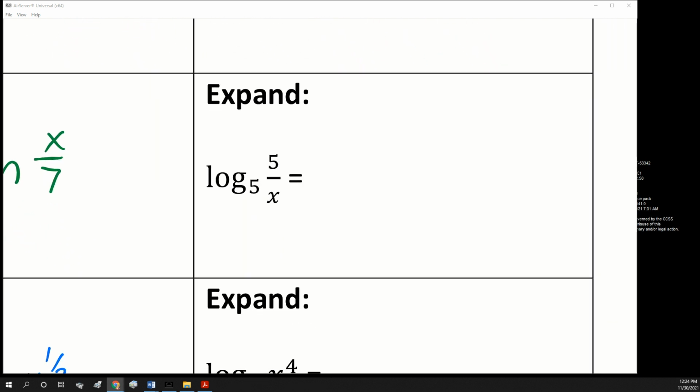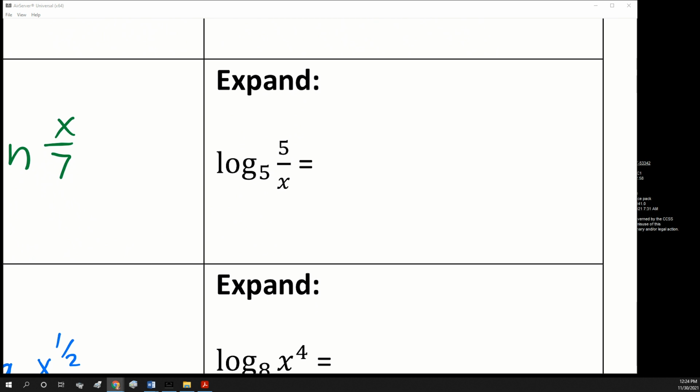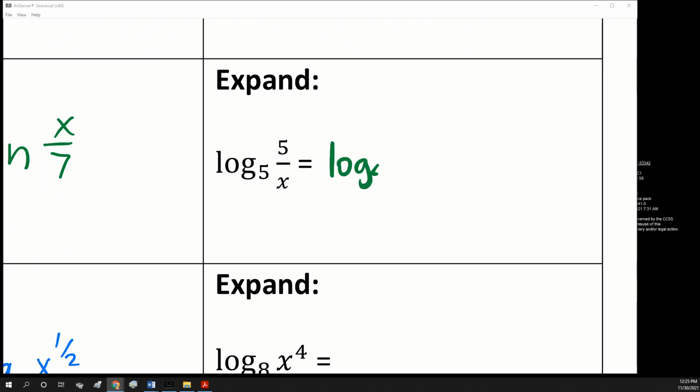Okay. Sometimes you have the logarithm of 2 or 3 things divided. And so we're going to separate those using subtraction. And so we have log base 5 of 5 minus log base 5 of x. Can we simplify log base 5 of 5? Do y'all remember doing that? Log base 5 of 5, you would ask yourself, 5 to what power gives you 5? Yeah, that's just 1.